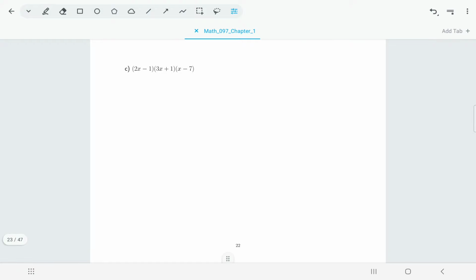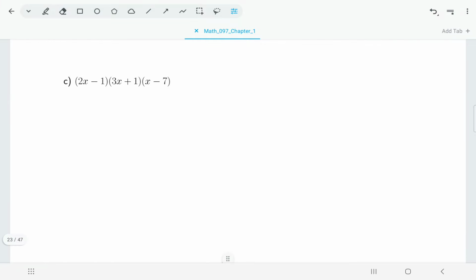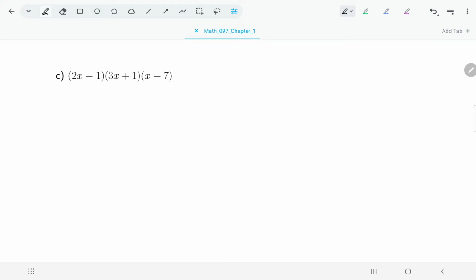Now, if we have more than 2 things multiplied together, then we just need to do it in stages. So I won't be able to do all 3 brackets multiplied by each other in one go. My plan is to take everybody from the first bracket and multiply it by everybody in the second bracket first. And I'll leave that little x minus 7 by itself, so that I'll wind up having just 2 brackets. One bracket that I'll get from the 2x minus 1 times the 3x plus 1, and then I'll still have the x minus 7 left over. Then I'll multiply those 2 brackets together, and then I'll be finished.